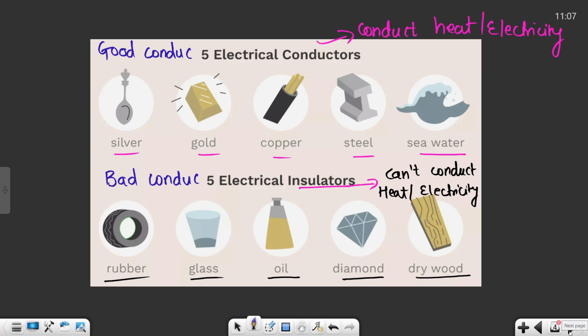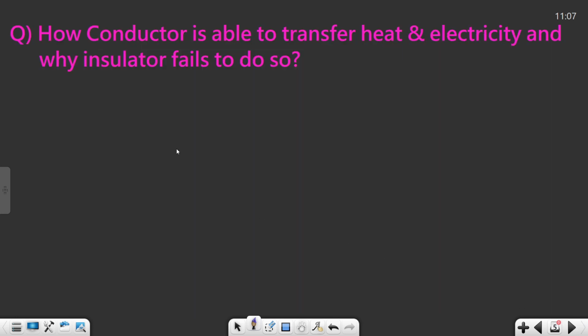I'll just end this session, but before that I have one question in my mind: how is a conductor able to transfer heat and electricity, and why does an insulator fail to do so? It's my request to you all, if you are coming for the next session, try your best to think about this question: what can be the reason for conductors to conduct heat and electricity and why insulators fail to do so. With this I'll end this session, and in the next session we will try to deduce the logic behind it.